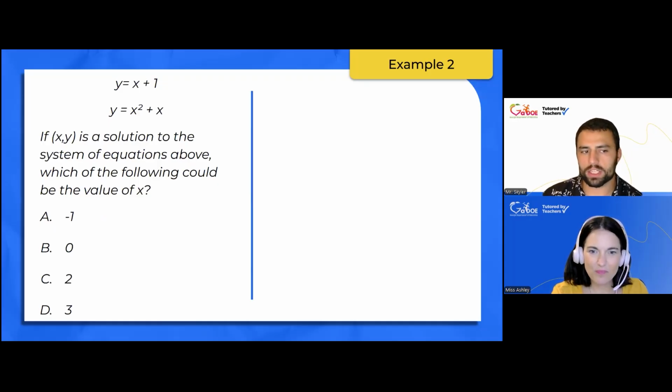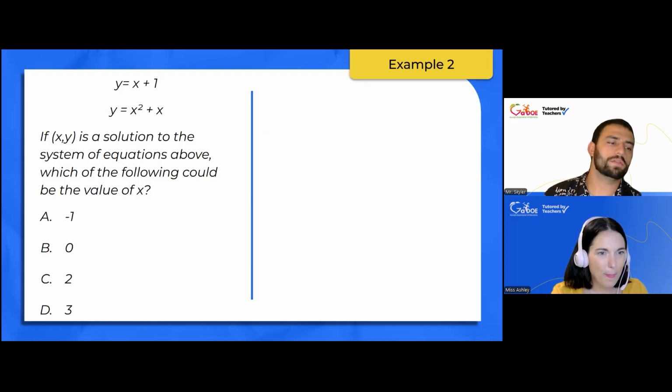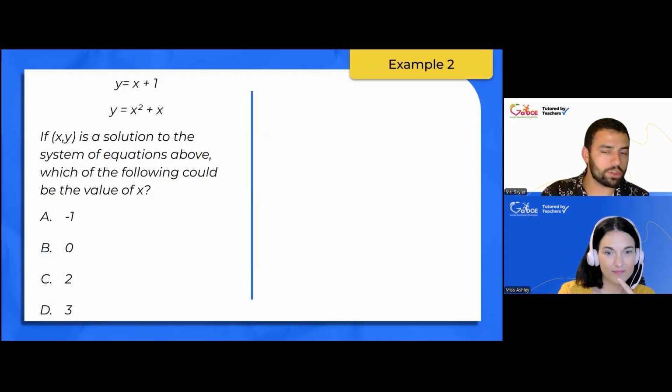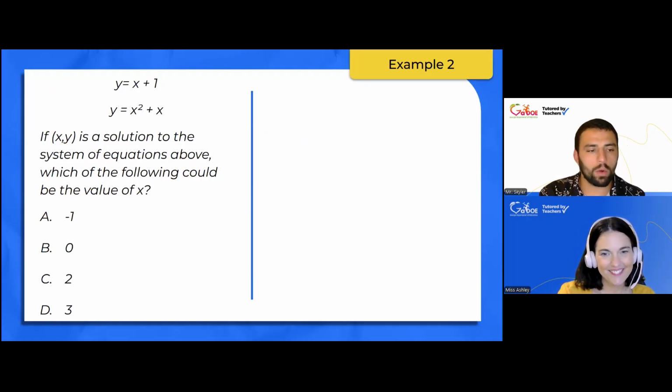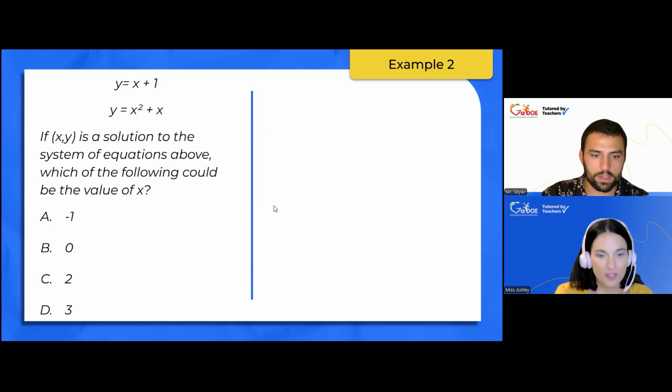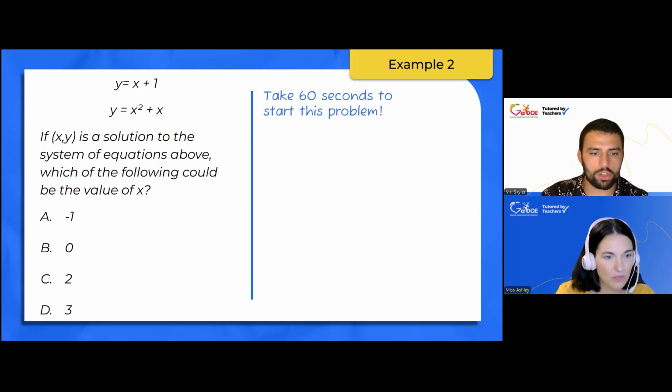I have y equals x plus 1 and y equals x squared plus x. It says if (x, y) is a solution to the system of equations above, which of the following could be a value of x? Now, we have some really strong tools we can use here, but they only work if we know our vocabulary. So we want to make sure that we know what's going on.